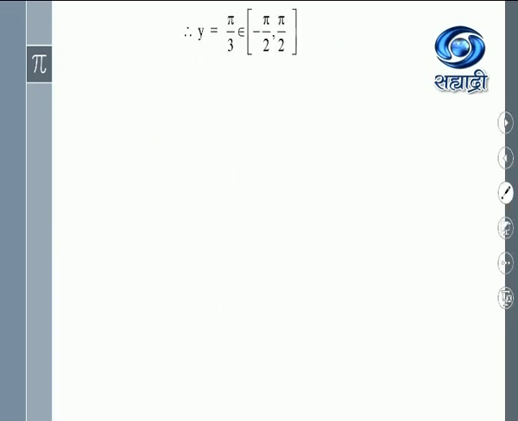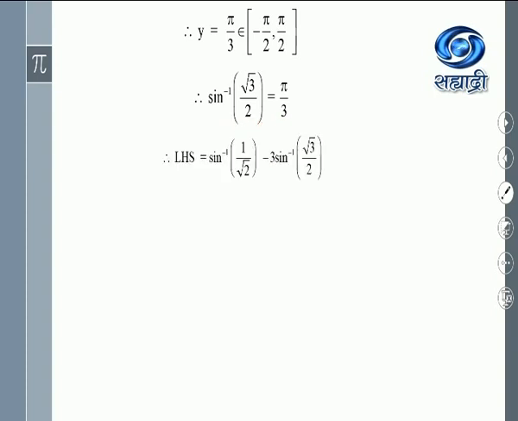Next step is y belongs to. You will have to confirm whether pi by 3 belongs to the principal value branch. y is equal to pi by 3, that is 60 degrees, and that belongs to the closed interval minus 90 to plus 90. Therefore, sine inverse of root 3 by 2 is equal to pi by 3.